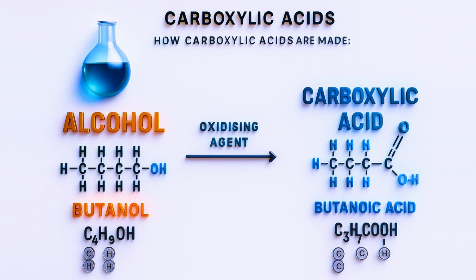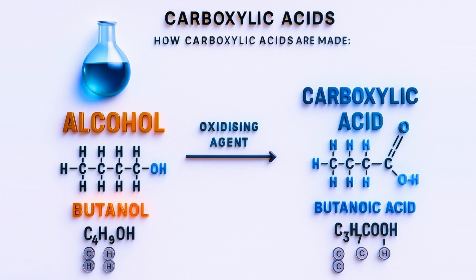Finally, let's discuss how carboxylic acids are made. The process is straightforward. We take an alcohol and oxidize it using a chemical called an oxidizing agent. This means that an oxygen atom is added to the molecule. For example, butanol, which is an alcohol with 4 carbon atoms, can be oxidized to form butanoic acid, which also contains 4 carbon atoms and has the COOH functional group. This transformation is a key concept in organic chemistry and links the alcohol and carboxylic acid homologous series together.